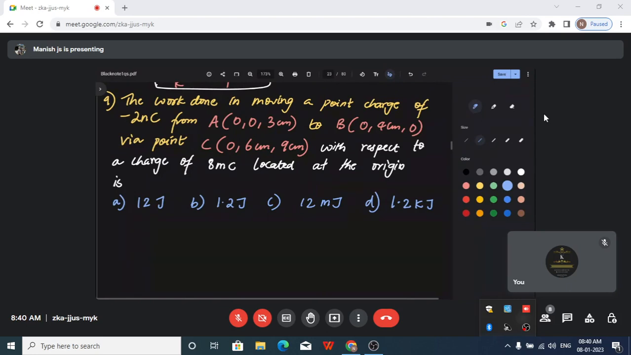Okay? So try this. The work done in moving a point charge, the point charge of -2 nanocoulombs is given, from point A to B via another point C. All this is given with respect to a charge of 8 millicoulomb located at the origin. Try this.